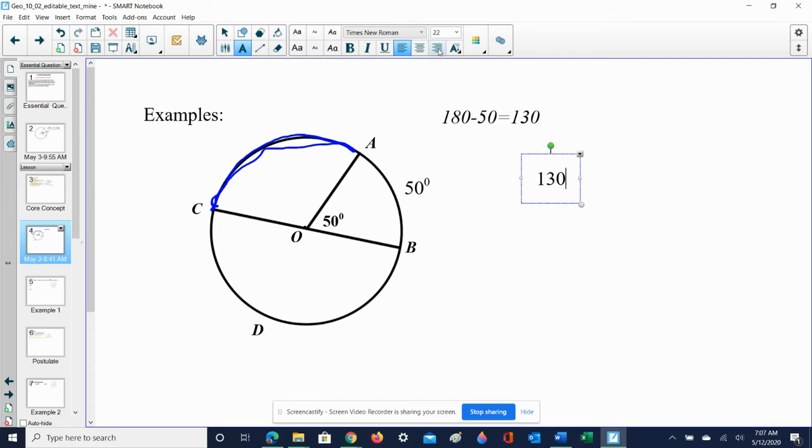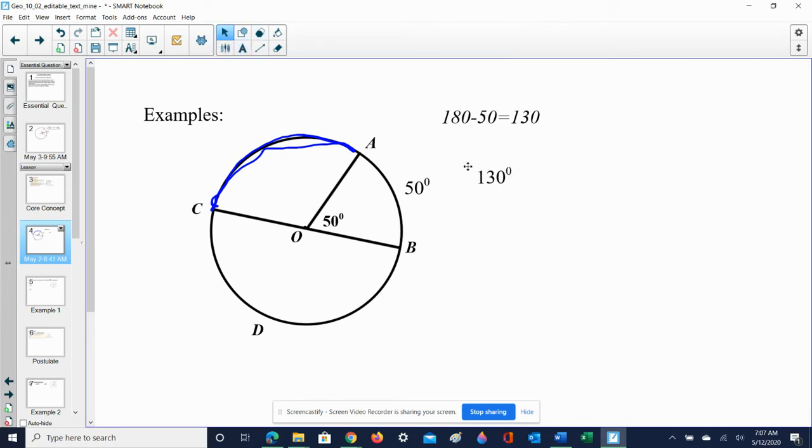130 degrees. That's over here, because 130 plus 50 is 180. This is a semicircle. So arc CDB would be 180 degrees.